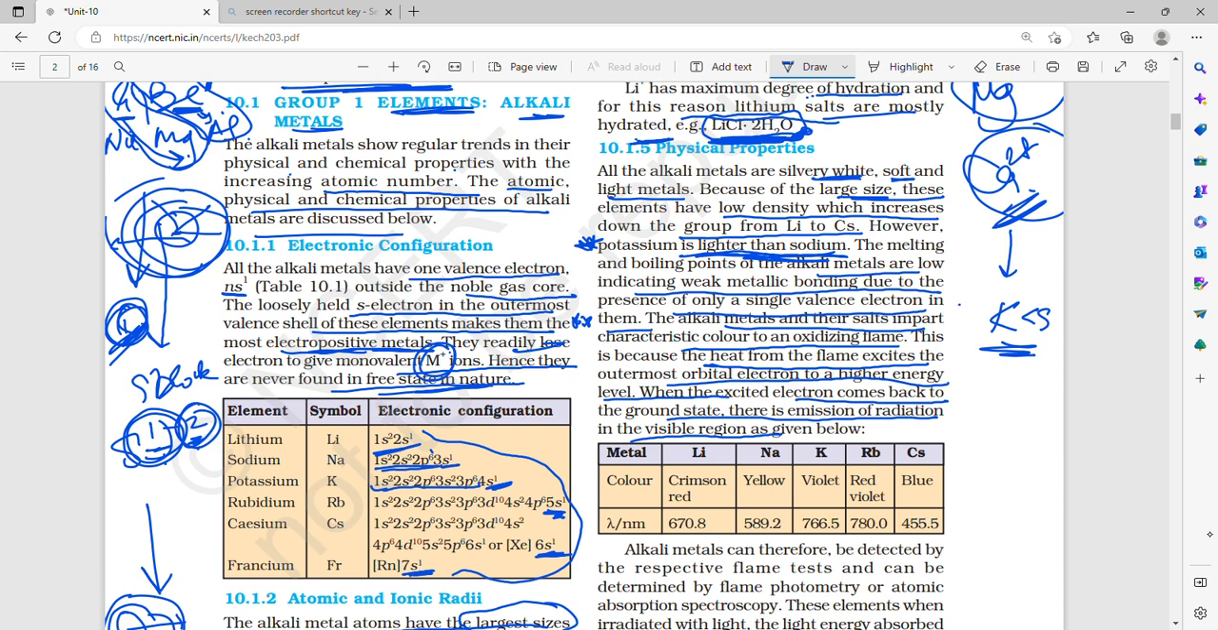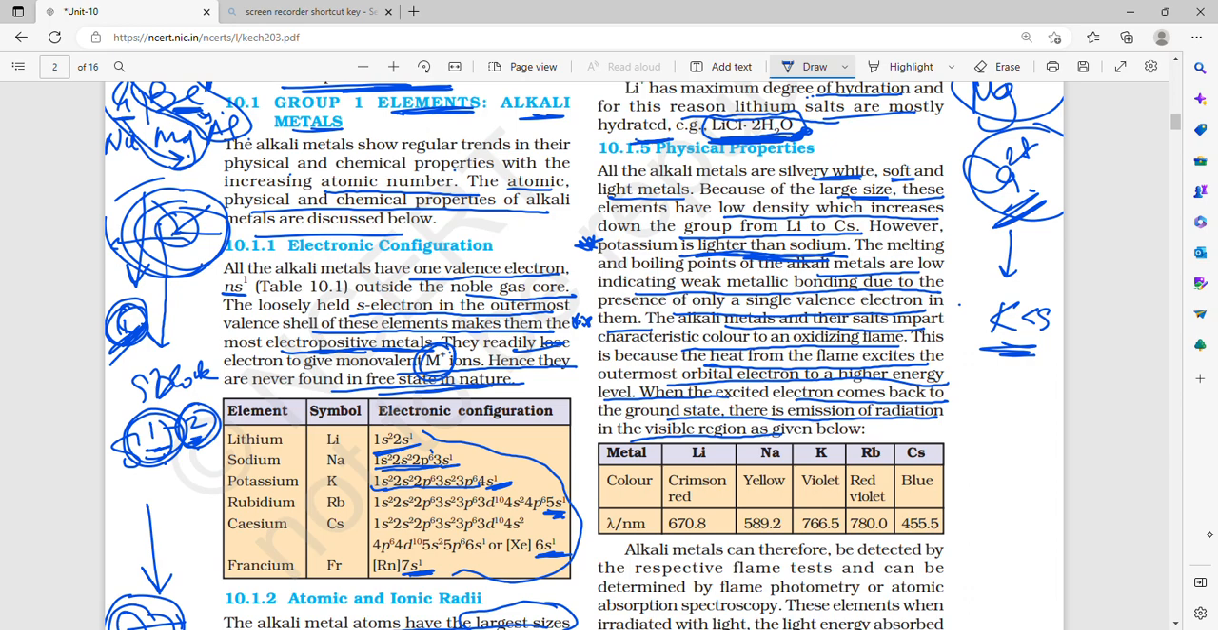The melting and boiling points of the alkali metals are low, so they can easily melt. Both are very low because there is weak metallic bonding. Why? Because there is only a single valence electron in them. The alkali metals and their salts impart characteristic color to an oxidizing flame. This is because the heat from the flame excites the outermost orbital electron to a higher energy level.